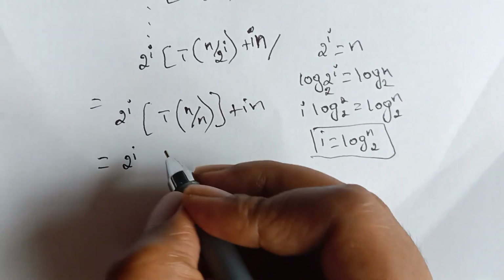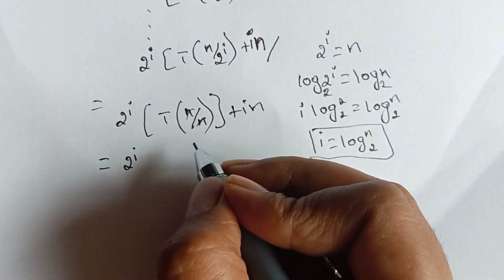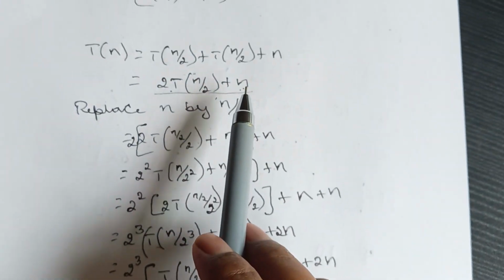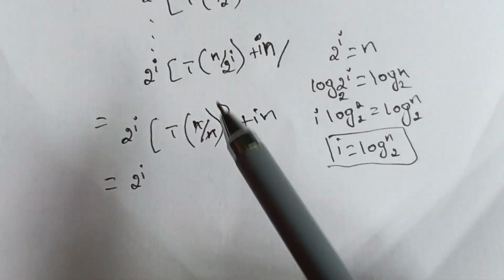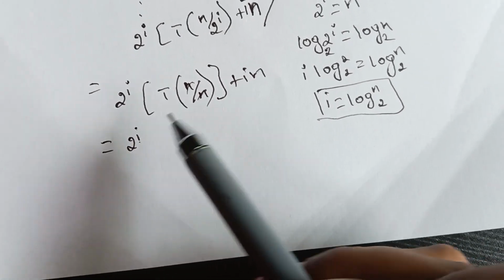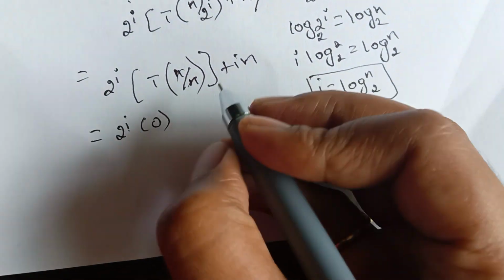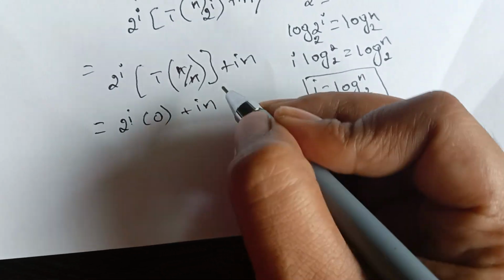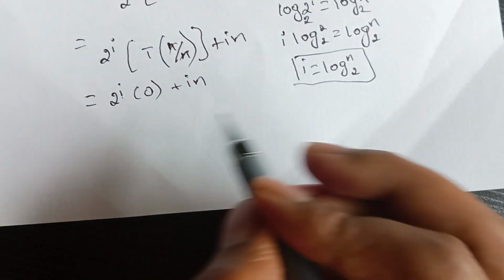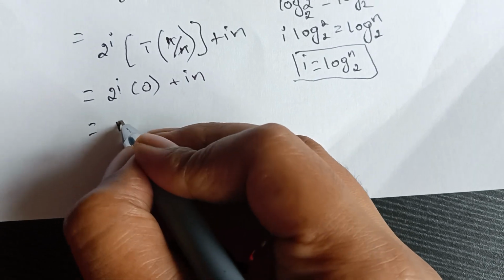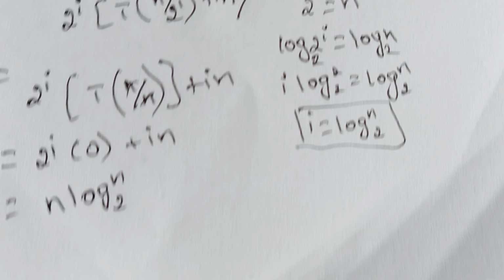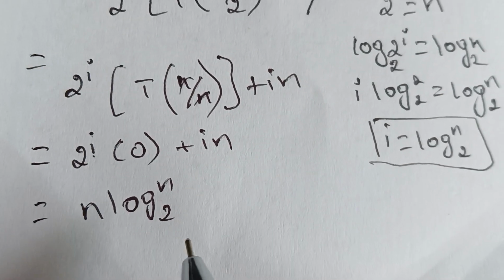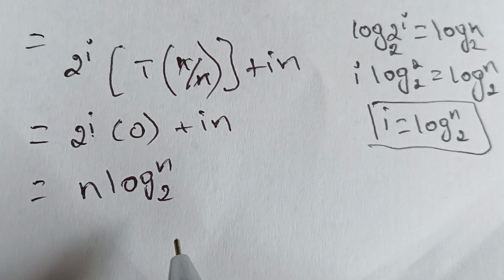So 2 power i, this is T of 1. If it is 1, then it is equal to 0. Is it not? So this term will become 0. 2 power i into 0 will become 0 itself, plus in. What is i? Log n to base 2. So I can just write it as n into log n to base 2. Yes. So this is the time complexity we got.